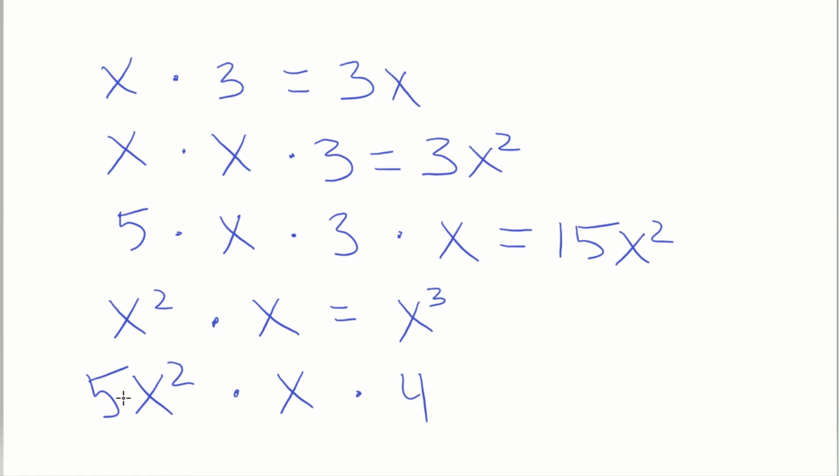And this one's a little more complicated. You can still multiply the numbers, so 5 times 4 is 20. And then you can multiply the x's, so there's x squared and x, so that's x to the third, so that equals 20x to the third power.